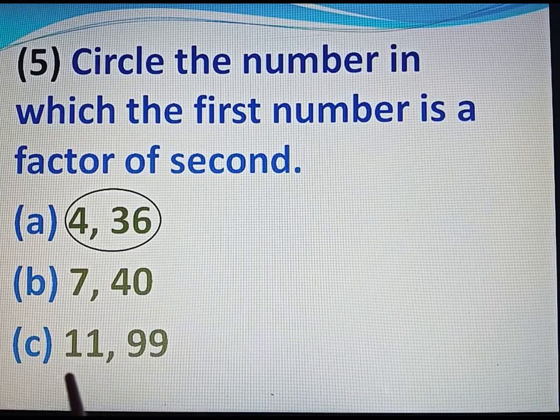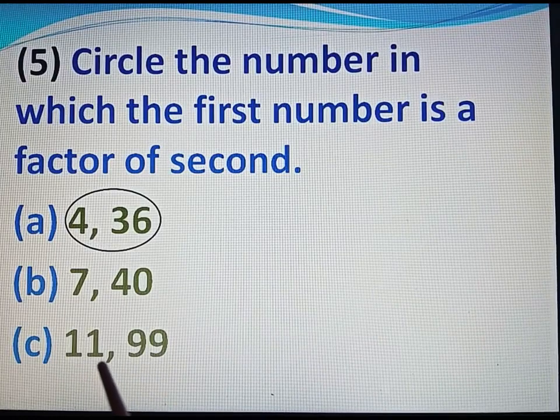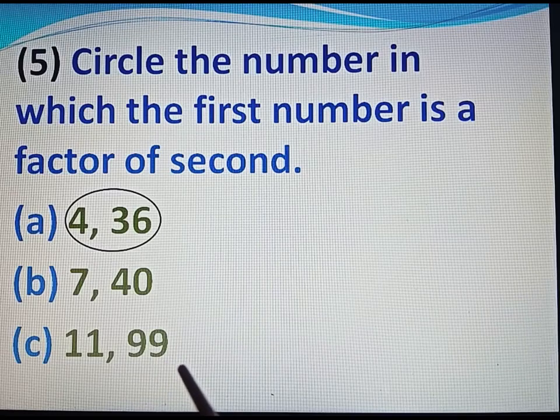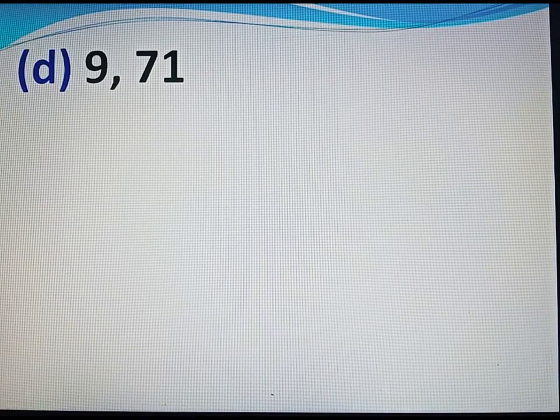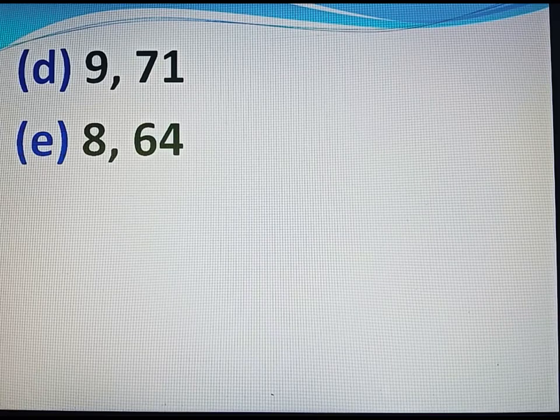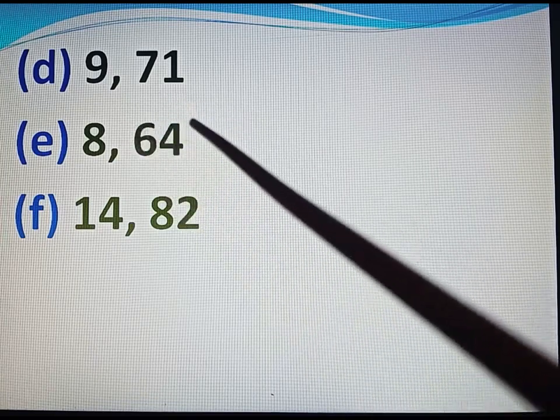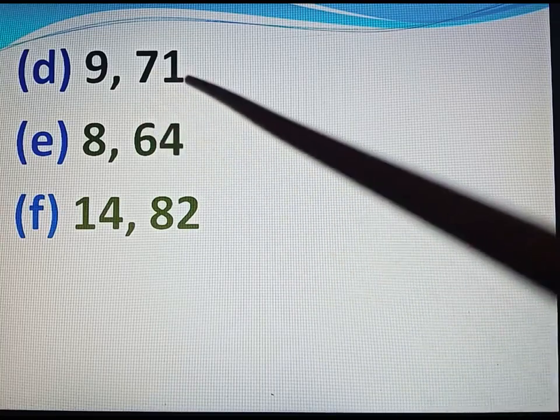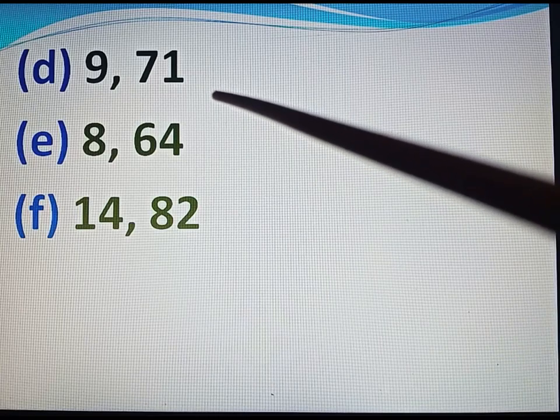Now see next number, C part, 11, 99. See, after division, 11 is a factor of 99. So circle this number. Now see, D part 9, 71; E part 8, 64; F part 14, 82. Now see 9, 71. After division, see 71 is not divisible by 9. So 9 is not a factor of 71. So we will not circle this number.